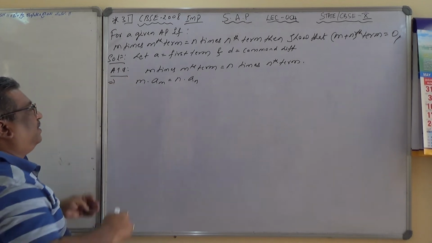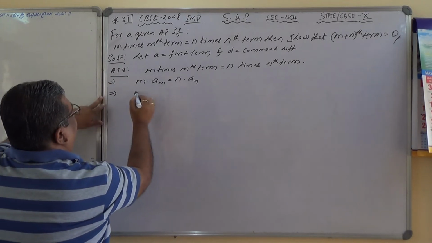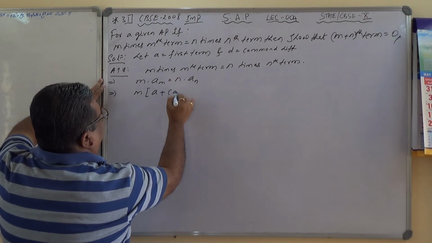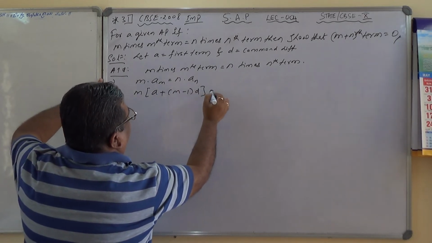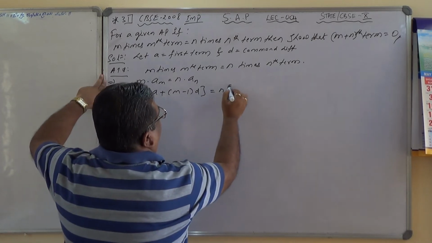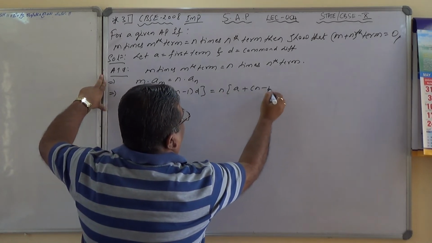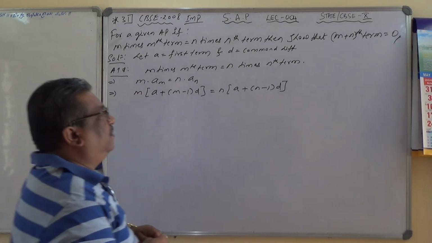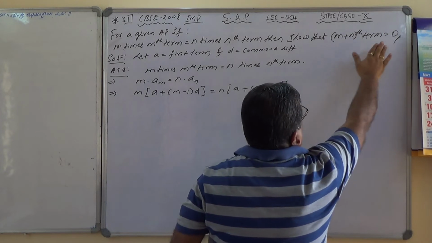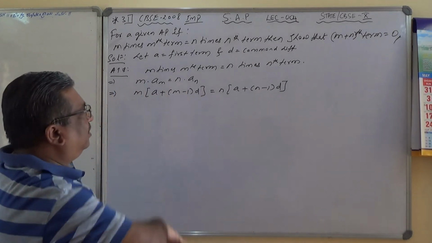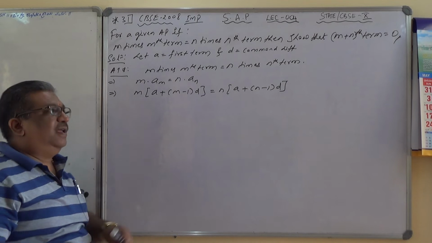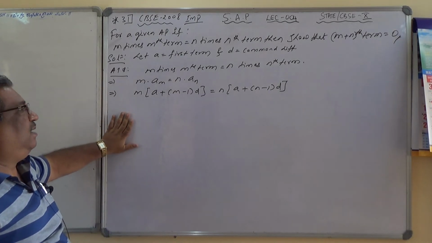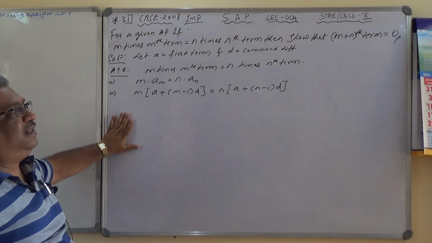Now you proceed with applying the formula. M into am is m into (a plus (m minus 1) into d) equals n into (a plus (n minus 1) into d). What I suggest you here, as you have to prove the (m plus n)th term is 0, you transpose all this towards this side, and finally try to form it in such a way that you get the (m plus n)th term is 0.